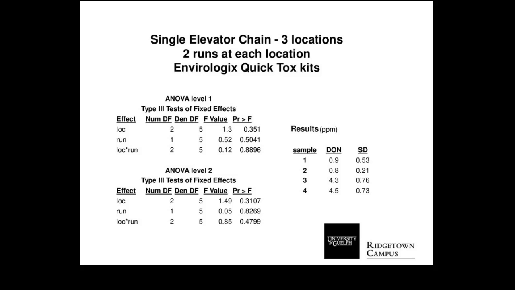And these numbers are all very large. So what we can say without any doubt is there was no location effect. So each location was doing the same job. There was no effect due to the 2 runs. So they got the similar result, and there was no interaction between location and run. And so basically, within that elevator chain, they were getting very consistent results. And their results lined up very closely with ours. The samples were 0.9, 0.8, 4.3, and 4.5 in that table on the right.